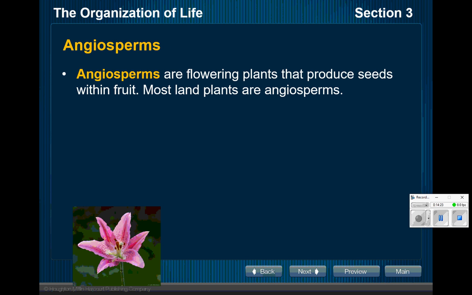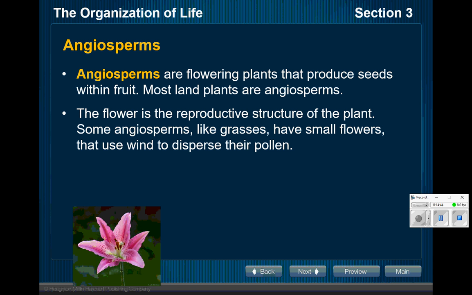Angiosperms is another category. These are the flowering plants. They produce seeds within a fruit. So many of our fruits, and some of our vegetables, come from this group, where we're eating the ripened ovary there. Most land plants are angiosperms.